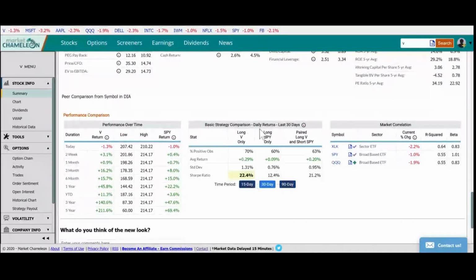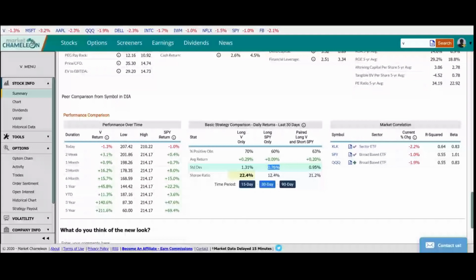So here I could see this is Visa and SPY, and we're looking at daily returns for the last 30 days. Visa was up more days than SPY, 70% versus 60%. The average daily return for Visa is 0.29 versus SPY 0.09, so that's higher. And then I could see the standard deviation of those returns. We use standard deviation a lot to measure the unit of risk: how much risk are you taking in this investment?